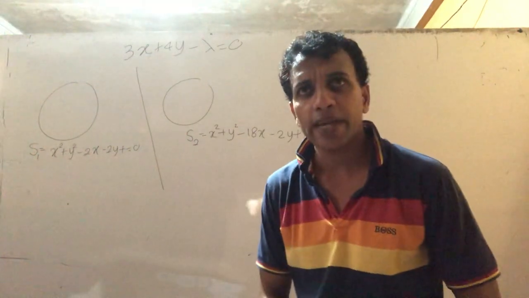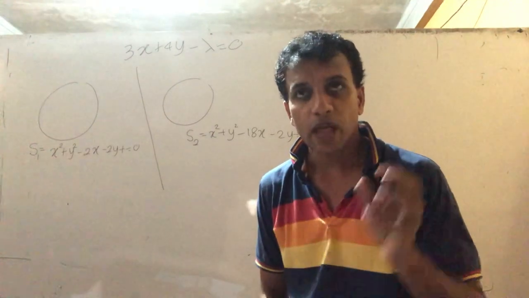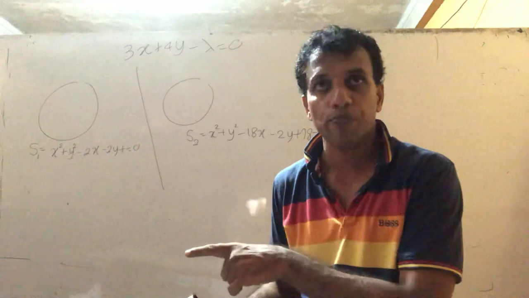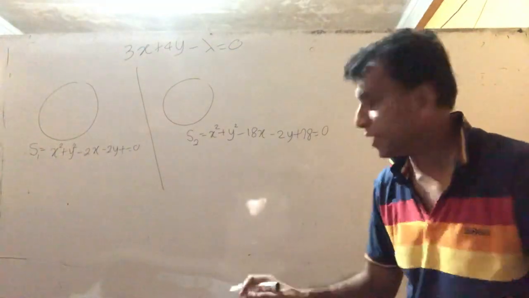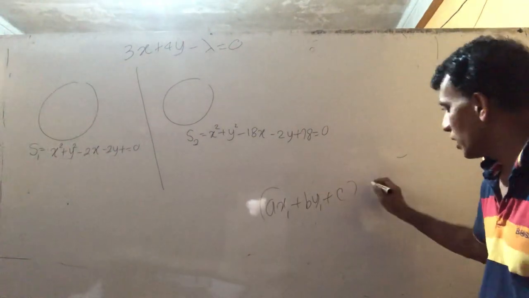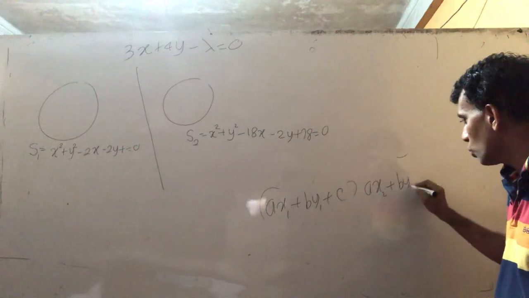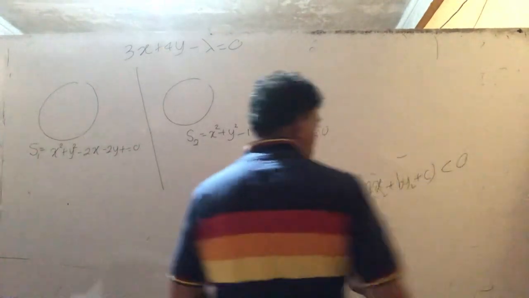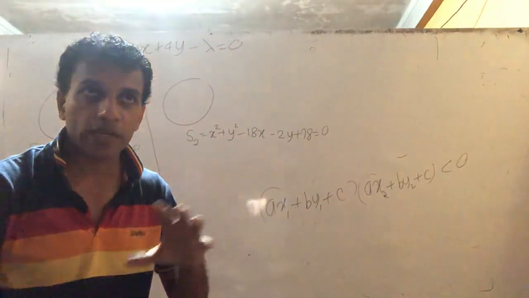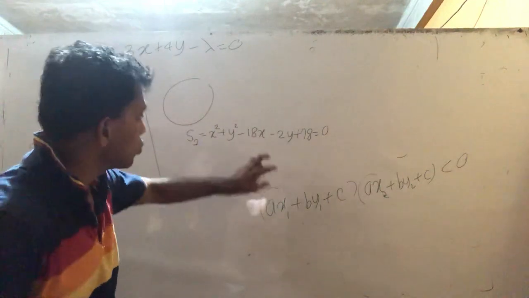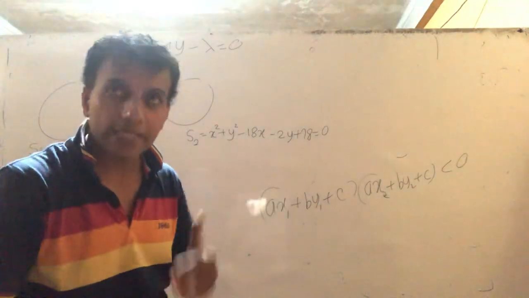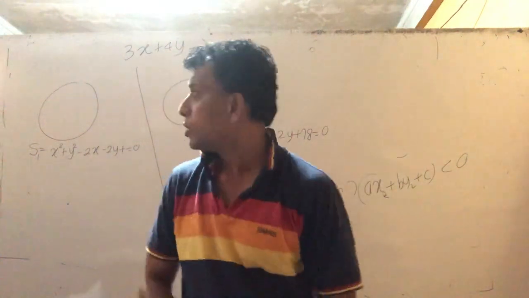If you have some straight line idea, we have a theory. What is the opposite side theory? For particular coordinates, (ax1 plus by1 plus c) into (ax2 plus by2 plus c) is less than 0. If two points are on opposite sides of a given straight line, substitute the coordinates into the straight line, and the product of both becomes less than 0. We call that opposite sides. Same side means greater than 0; refer to your straight line theories. So we can apply that idea.